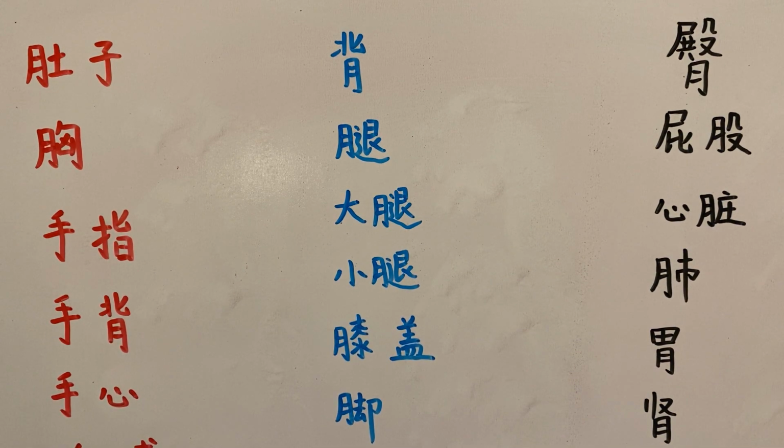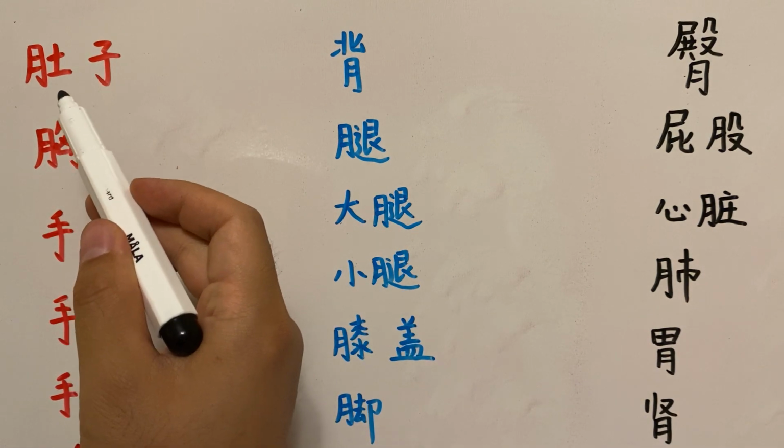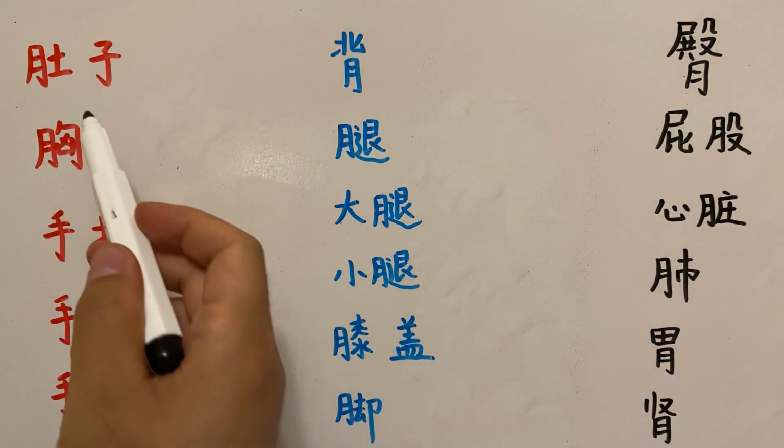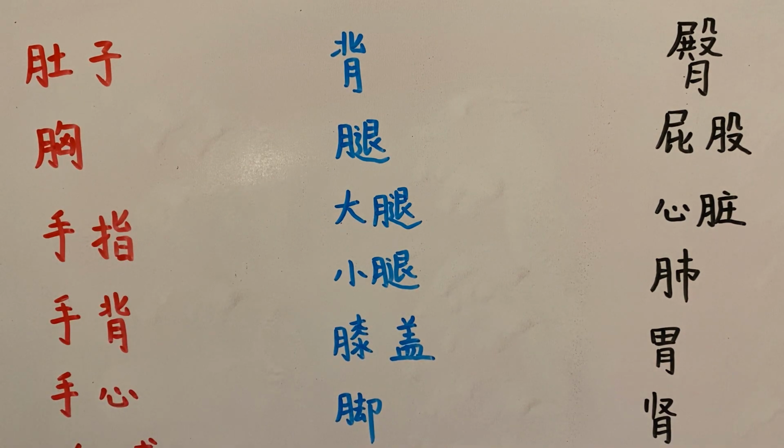In this video, we're going to continue our talk on body parts. We have already finished what we have on our head. And then we're going to talk about the main body part. The first one is 肚子. This 子 is also a suffix to complete the syllable 肚子.